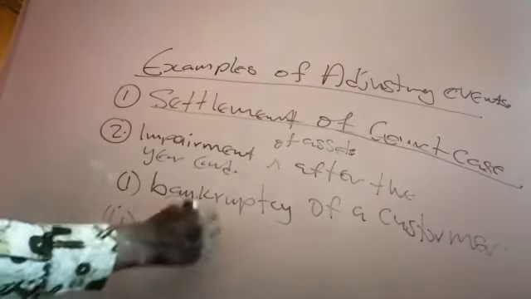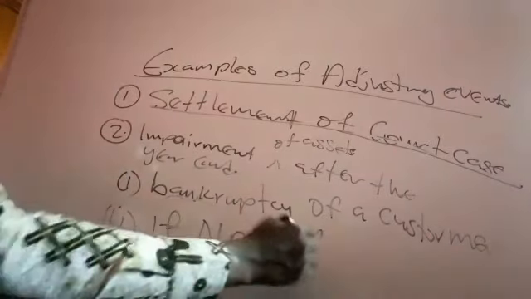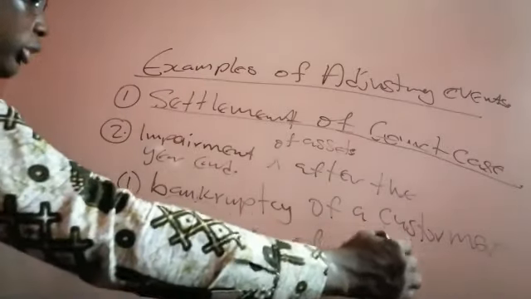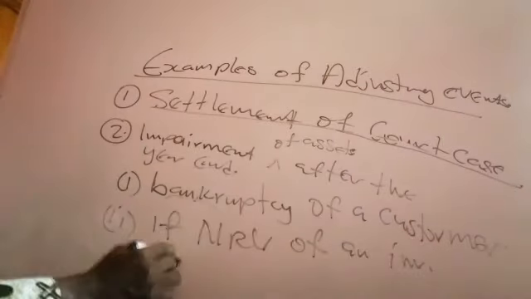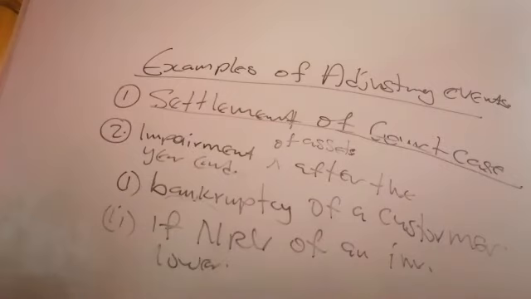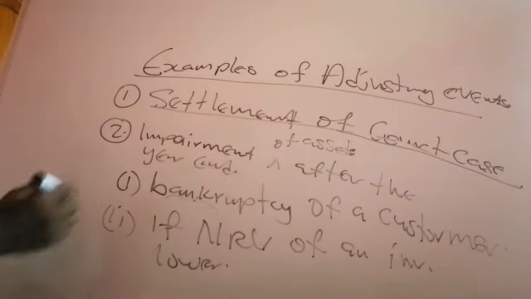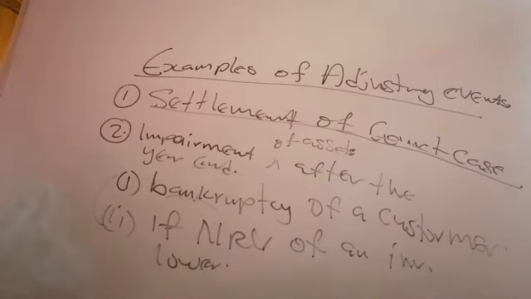So if the NRV of an inventory is lower after the reporting period, all this must be after the reporting period. Now let's continue the example. And then we are fine.